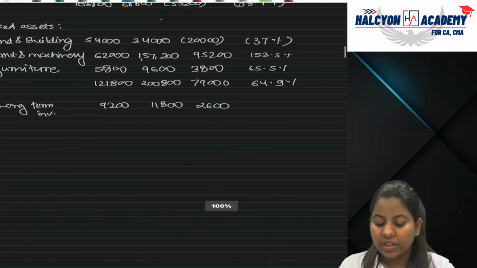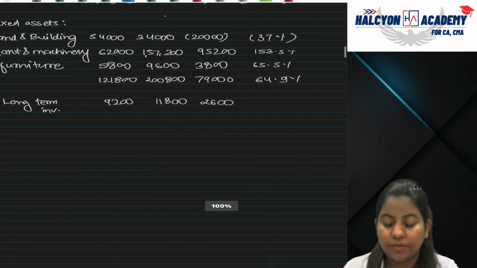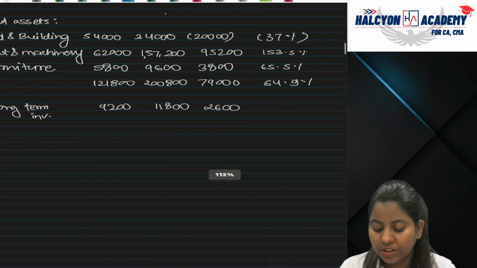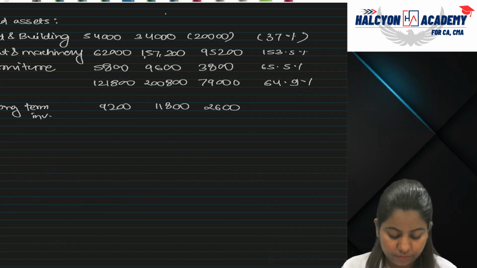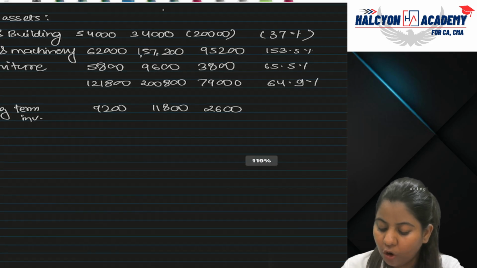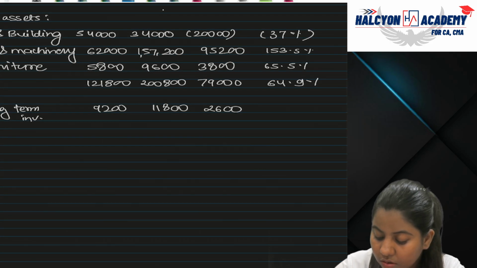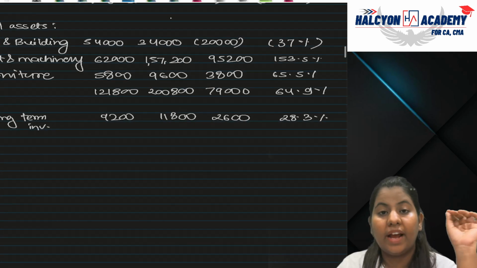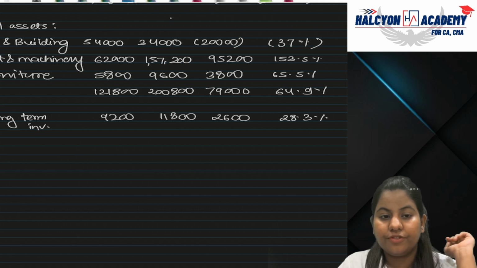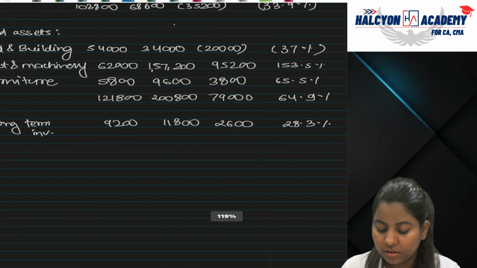So long-term investments are also increasing, by 2,600 rupees. So what will be the percentage change? 2,600 divided by 9,200 into 100. It will be rounded off to 28.3%. I am not adding the bracket because it is positive. It is increasing. So don't add the brackets.